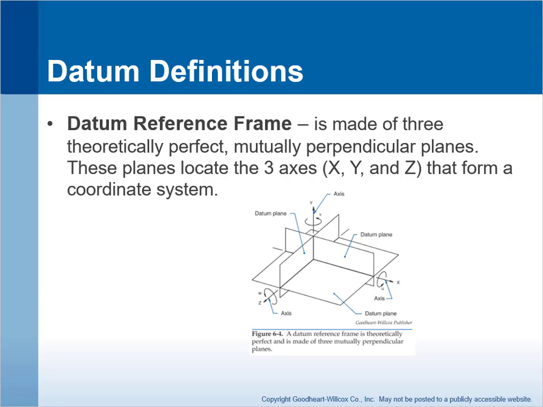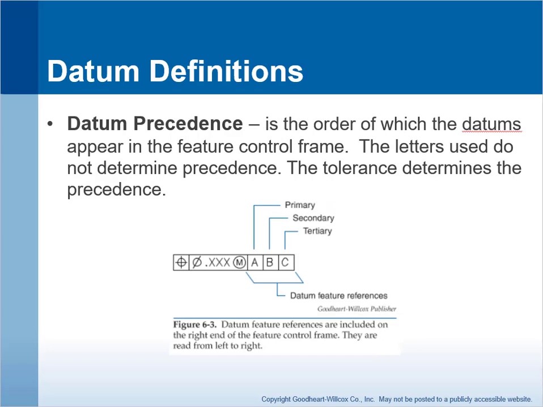Now, datum precedence. Datum precedence is the order in which the datum references appear in the feature control frame. The one that appears first is always the primary datum. The one that appears second is the secondary datum, and the one that appears third is the tertiary datum. So this is a datum feature reference in a feature control frame. In this case, this is a positional tolerance with a modifier and 3 datum references, a primary, secondary, and tertiary.